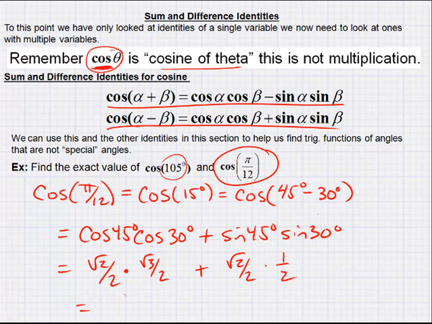I get square root of 6 plus square root of 2 over 4, or square root of 2 over 4 times square root of 3 plus 1. Now these answers look similar to the answers we got before, but that's because we're using a lot of the similar angles, and these angles have very similar values to them. So this is how we can use the sum and difference identities to find the cosine of angles we couldn't have found previously.